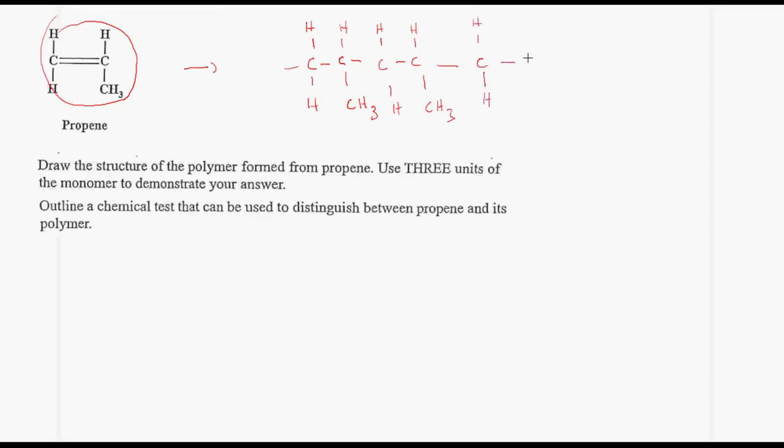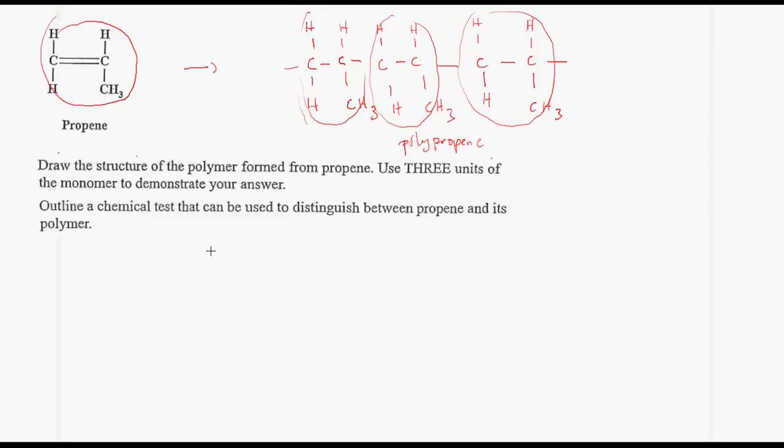So this represents an addition polymer. So this is actually polypropene, and we have drawn 3 repeat units. We have 1, we have this one, we have 2, and we have the third one here. The next part asks, outline a chemical test that can be used to distinguish between propene and its polymer. So this is the polymer here, which is polypropene. And this is propene. Now remember, the key difference here is that we have a double bond present in propene and there are no double bonds present in polypropene.